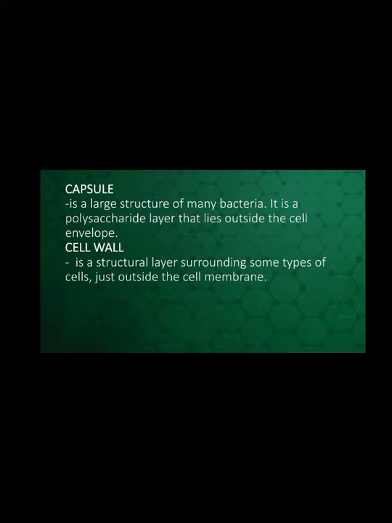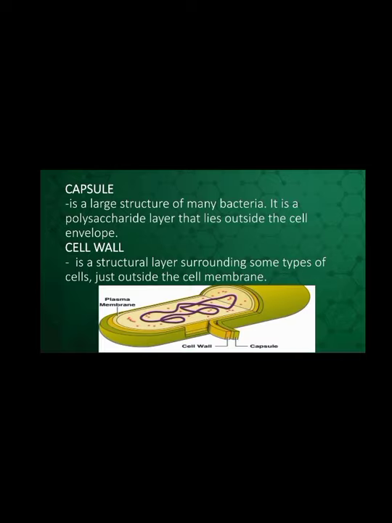The next part is the cell wall. It is a structural layer surrounding some types of cells, just outside the cell membrane. The cell wall surrounds the plasma membrane of cells and provides tensile strength and protection against mechanical and osmotic stress.